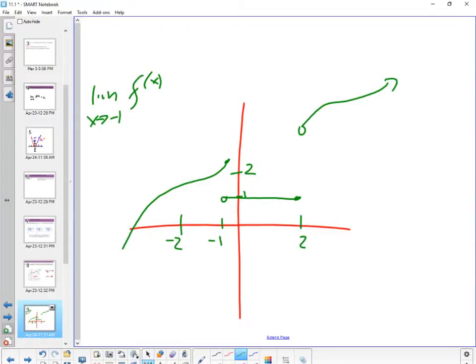As I'm approaching -1 from this side, it looks like I'm getting closer to, I don't know, let's call that 2.5. But on this side, I'm getting closer and closer to -1. Are those the same number that my function is approaching? No. The limit does not exist.